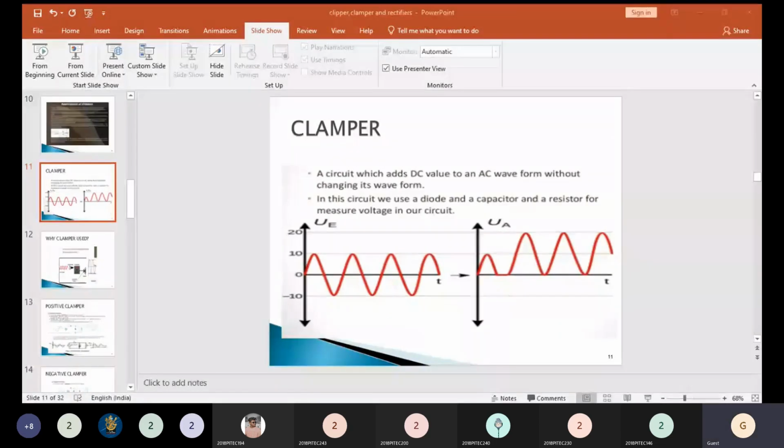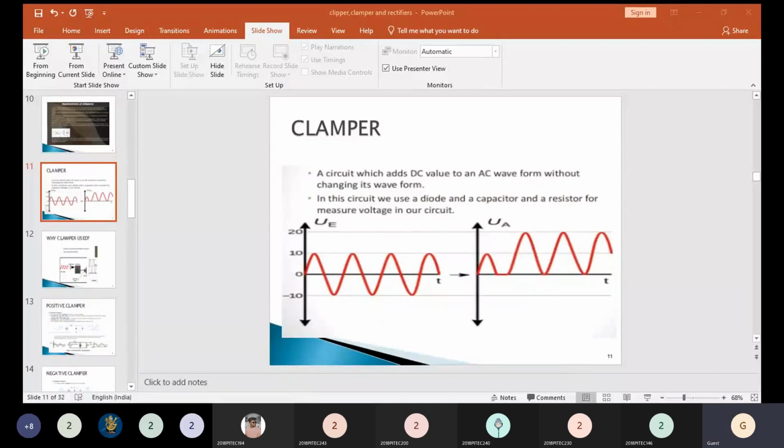Moving to the next one. See, solve this problem fast. In a positive clamper, the diode conducts when? It's clearly given. It is a type of clipper. Clipper of which type? Positive type, positive clipping. At what condition will the diode be on? That is forward bias.